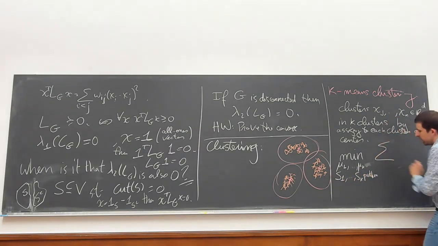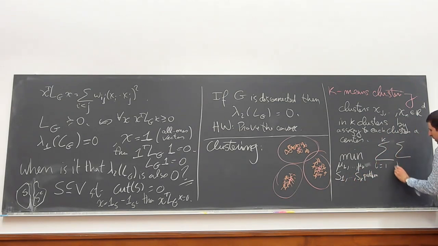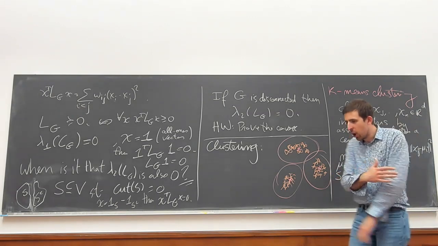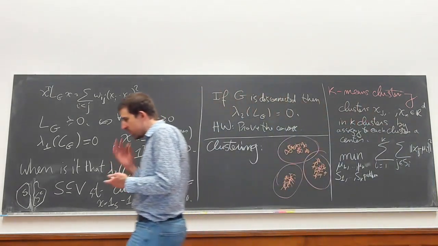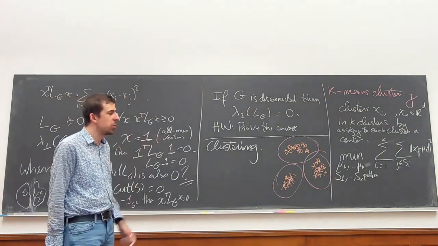Okay, and now you minimize the sum over the clusters, the sum over the points in the cluster, of the square of the distance of the points to the center. So basically for every single point, you're assigning it to its closest center, and you're trying to minimize the following: over all points, take the distance between that point and the center of the cluster you associate with, sum the squares of that, and you try to minimize this.